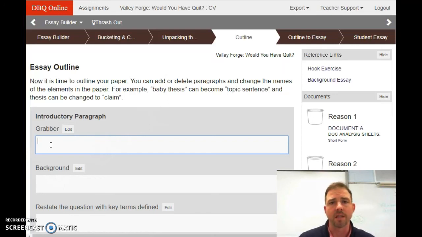It can definitely be written last, or you might think of it as you're writing your paper. It might come to you like, oh, this will be a great way to get my audience's attention. So just some things to consider as you think of a grabber to open up your paper.